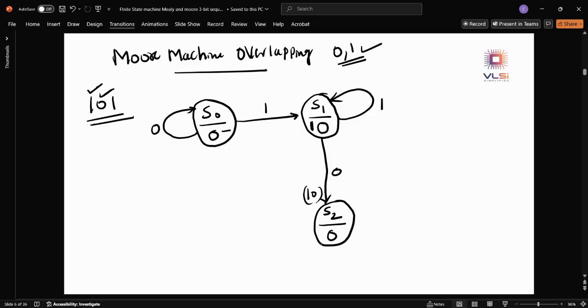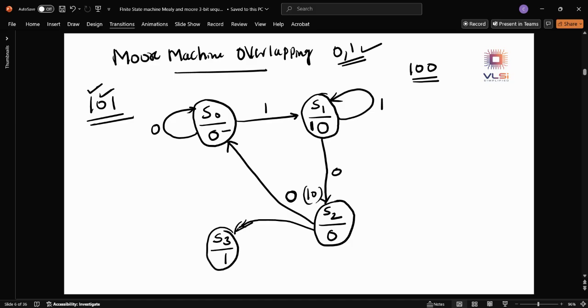And if it is 1, you got the sequence. It will go to S3, and this is related to output 1. At S3 the output is 1 and the input is 1. So here I got the sequence 1 0 1. At S3 the possible combinations are 0 or 1. If it is 0, that means after 1 0 1 I am getting 1 0.